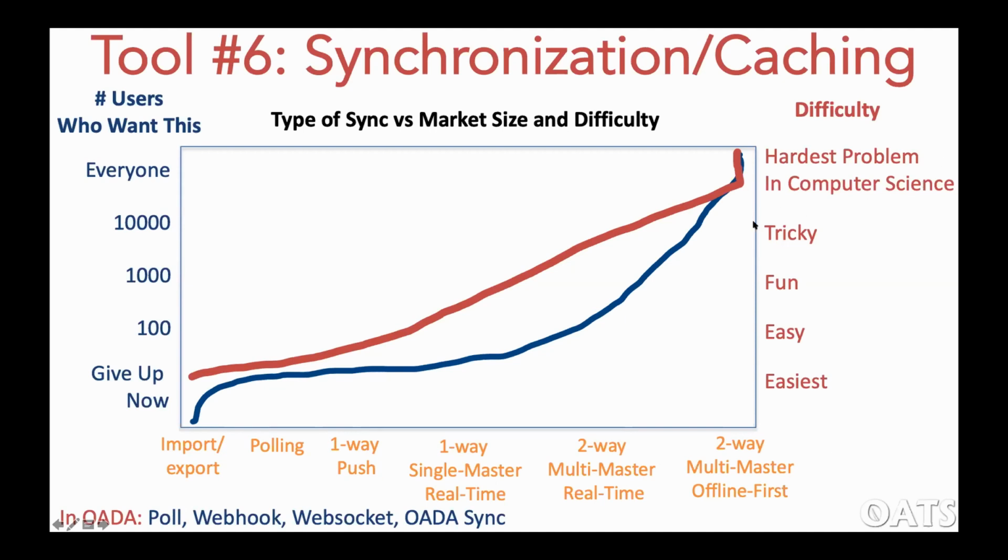And then the hardest one, actually known as the hardest problem in computer science, two-way multi-master offline first sync, meaning that I lost connection to the internet, but I still want to be able to record information about my ag operation. Unfortunately, this is the thing everyone wants, and it's also the hardest one to do. You can do these things with OADA, though. We can do polling, webhooks, WebSockets, and you can also do just a really simple automated one-way sync or two-way sync between two places by just making an API call.